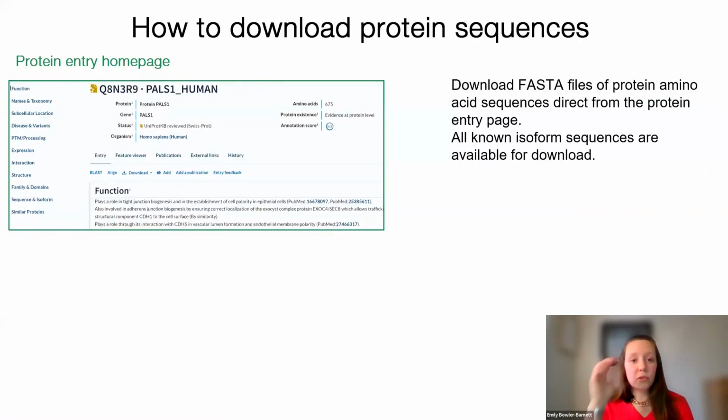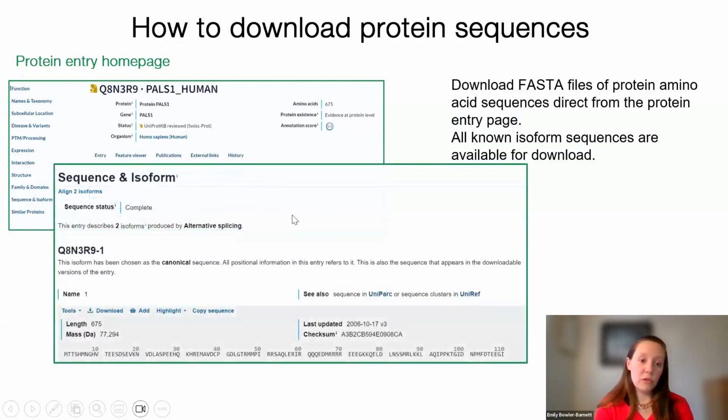So I'm going to briefly just talk about how you would download a specific protein sequence. So if you navigate to your protein of interest, in this case, I'm looking at PALS1 in human, you can access all the sequence information for this protein in the sequence and isoform section on the left. So on the left of the page, it acts like a tab bar. And if you click sequence and isoforms, it will jump to the sequence and isoforms section, which looks a bit like this. PALS1 has two isoforms. So first it will list the first isoform, and then it will list the second one. And you can align the two isoforms if you want.